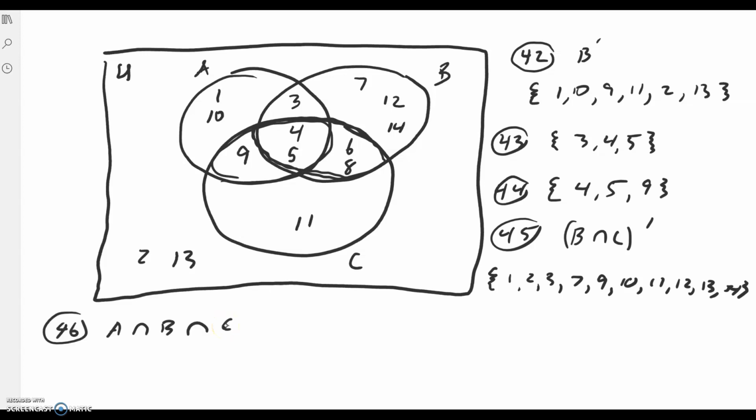Problem 46, we want the intersection of A and B intersected with C. We kind of go from left to right since we don't have parentheses. So the intersection of A and B are the numbers 3, 4, 5. We already have that. They're up here. And we want the intersection of these 3, 4, 5 with everything in C. So what is in both 3, 4, 5 and in C? Well, it's 4, 5.